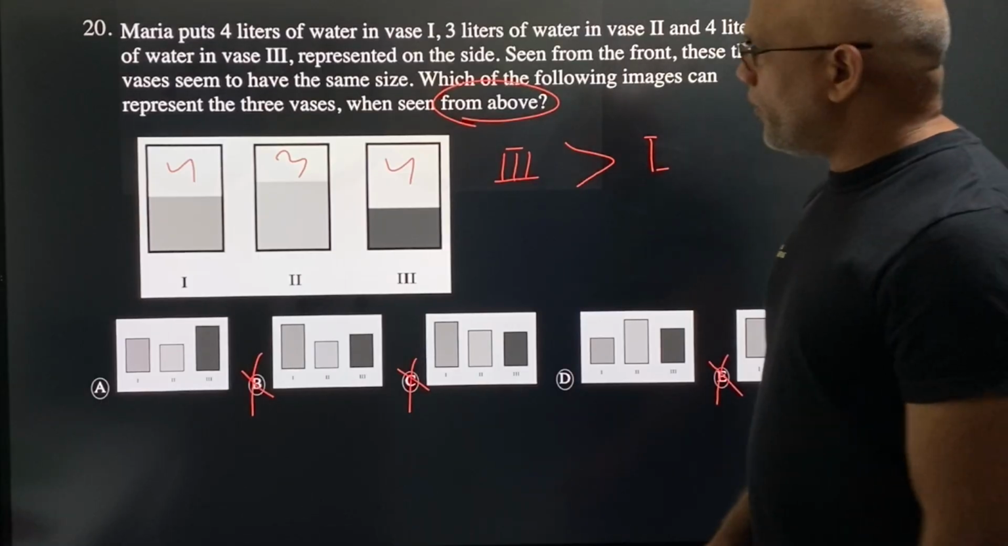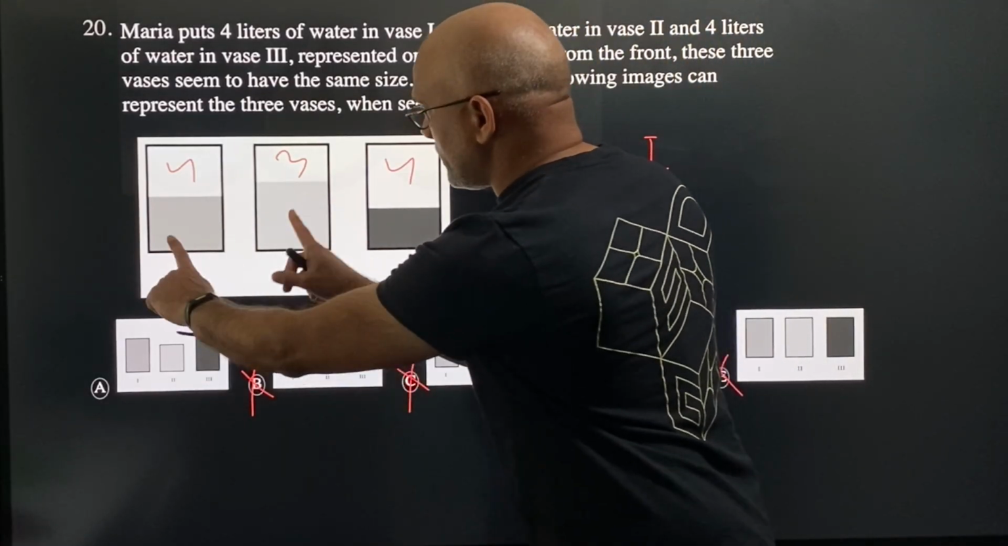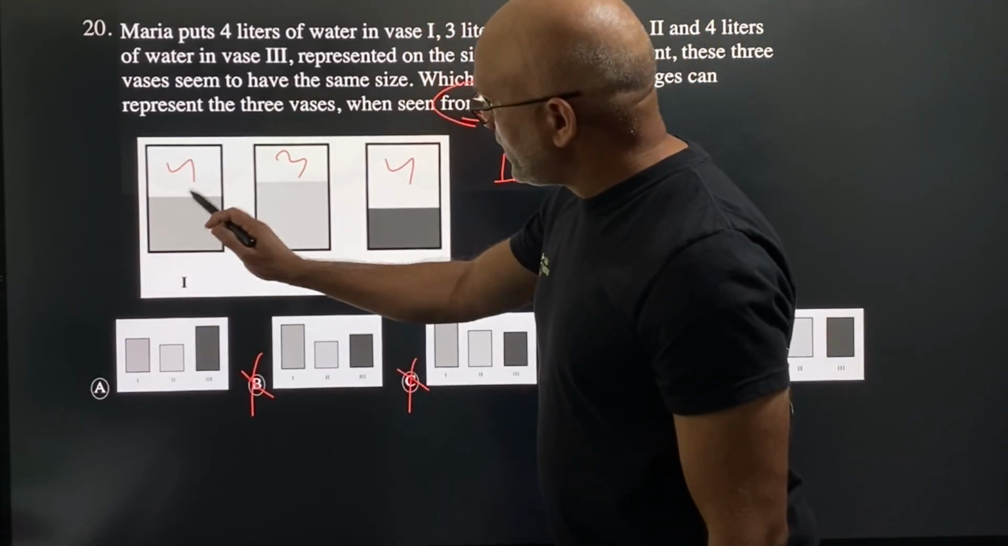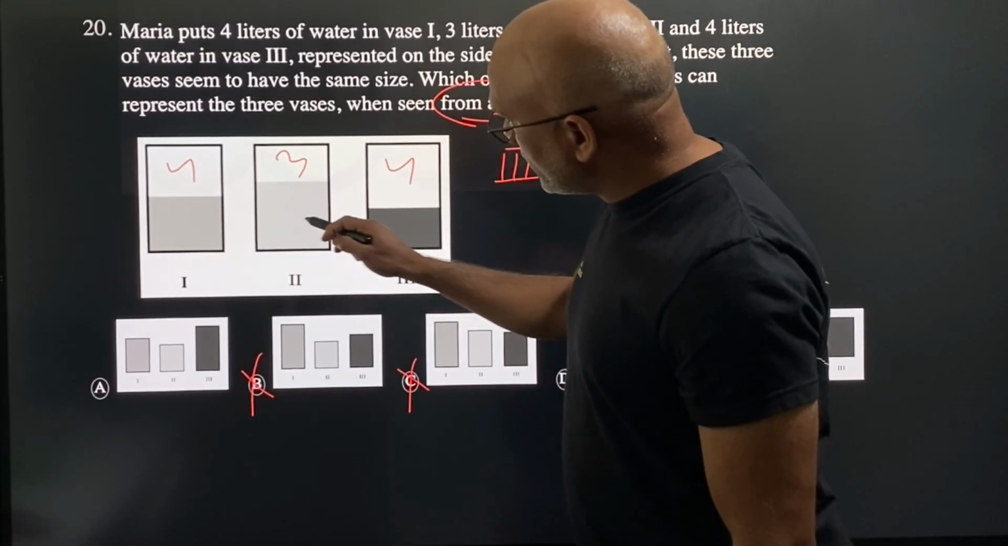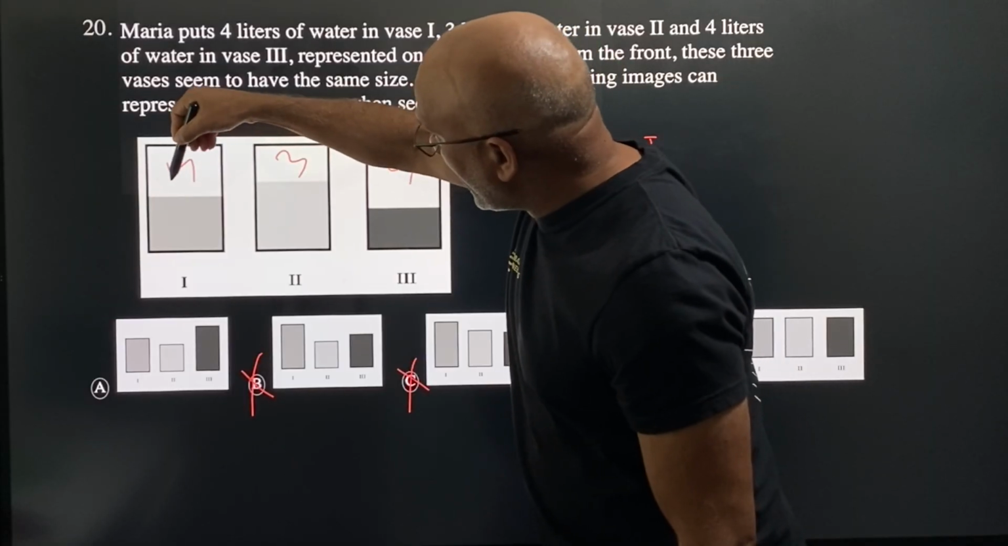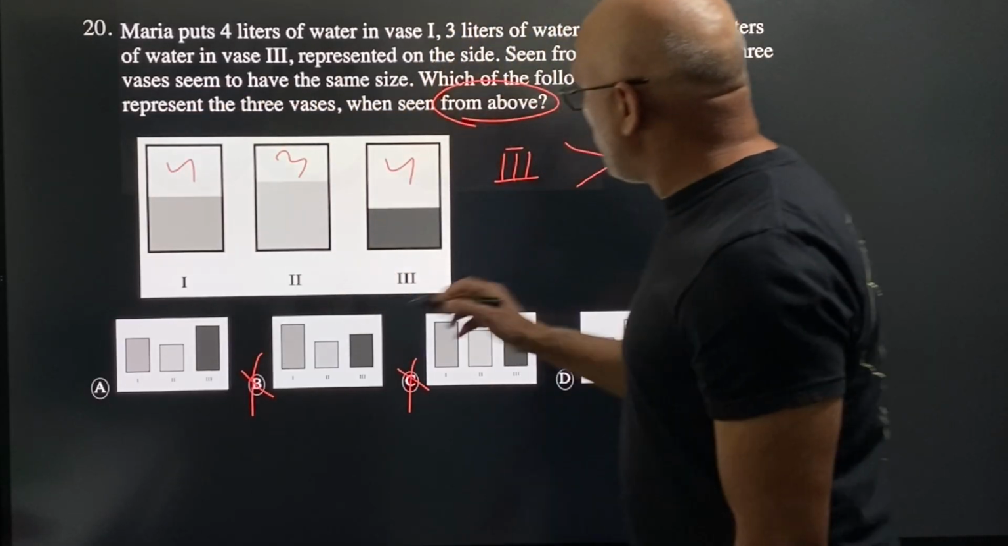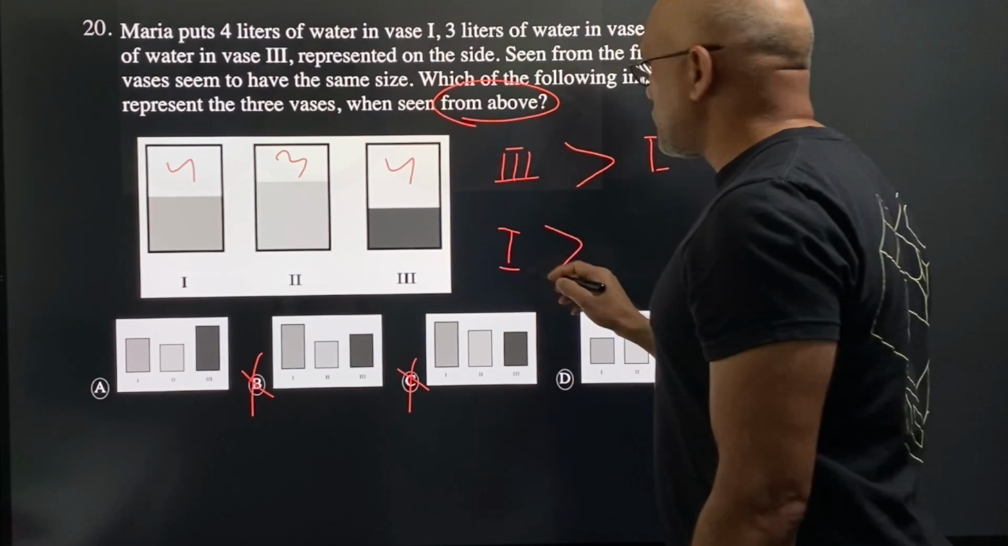Now, we can compare either these two or these two. Let's just compare these two. So, this has more water, right? This has less water, but this dimension is same, so the depth has to be more for this, right? So, 1 has to be greater than 2.